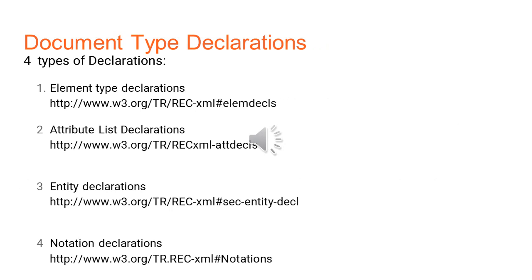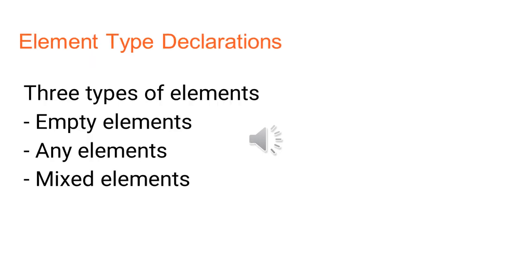We have four types of declarations: element type declaration, attribute list declaration, entity declarations, and notation declarations. In element type declaration, there are three types of elements: empty elements, any elements, or mixed elements.